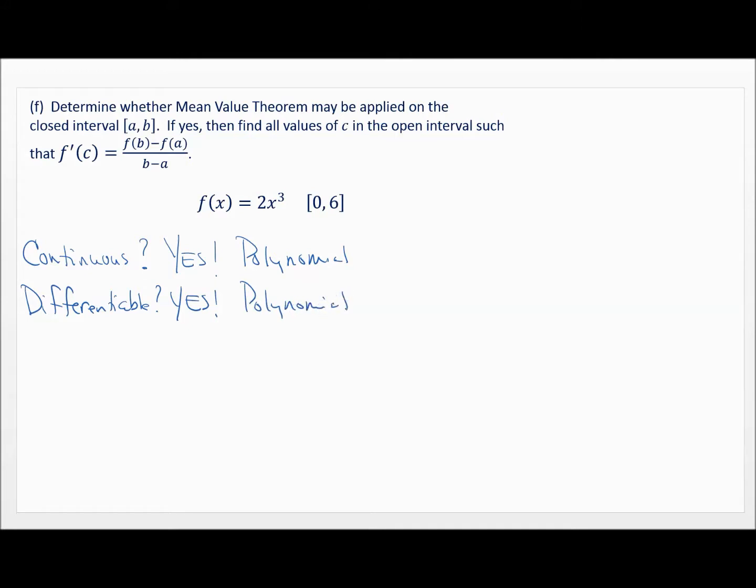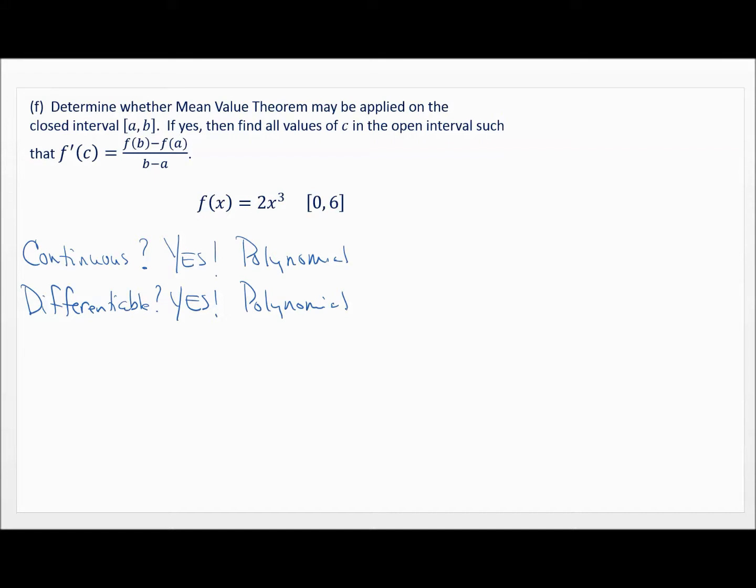Now, unlike Rolle's theorem, remember, you don't have to check to see if f of a equals f of b. If it did, then you would just be using Rolle's theorem and not the mean value theorem, because they say the same thing. Rolle's theorem is just a sub-theorem of the mean value theorem, actually. This is a special case.